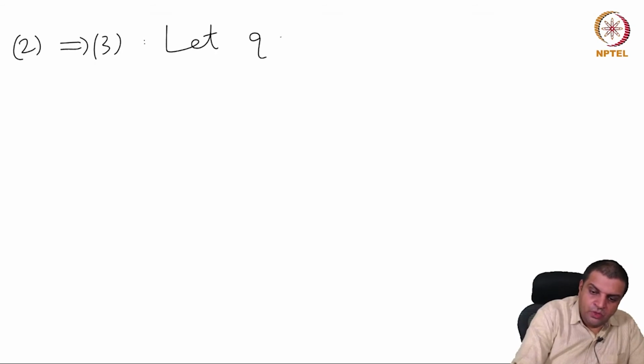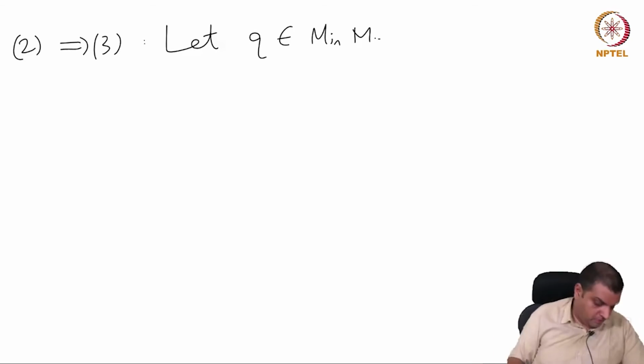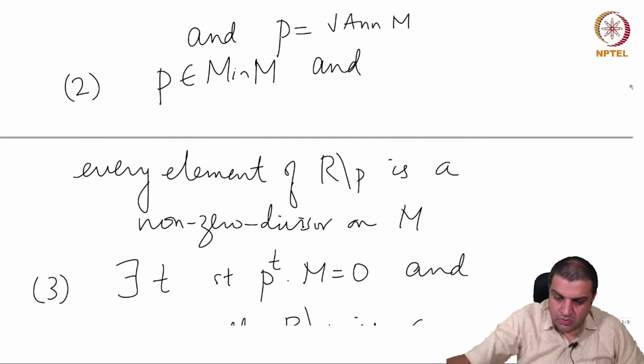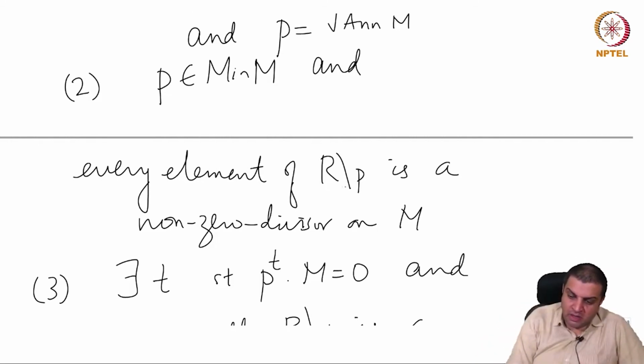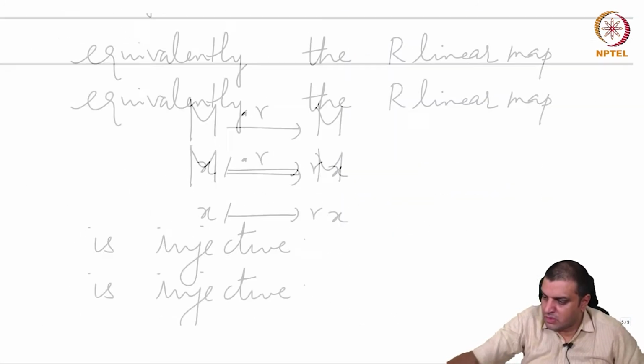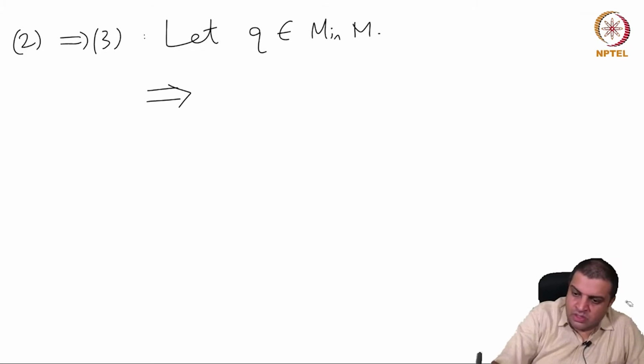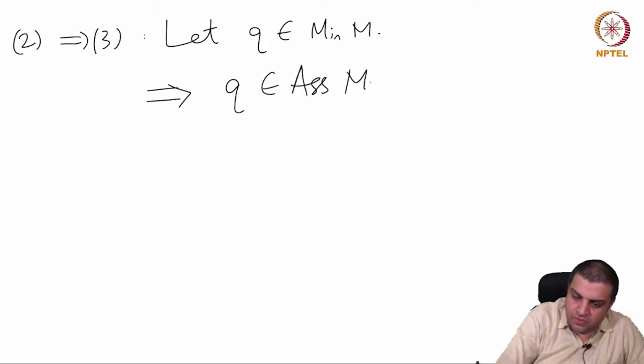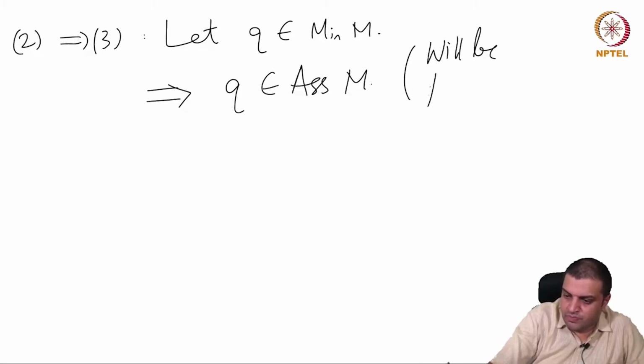Let Q be a minimal prime of M. So P is a minimal prime of M, and every element of R but not in P is a non-zero divisor on M, which means that one cannot have associated primes outside of P. Remember that associated primes contain zero divisors, because if Q is an associated prime, Q must kill something inside M. So I will have to use the fact that minimal primes are associated, which I will prove shortly.